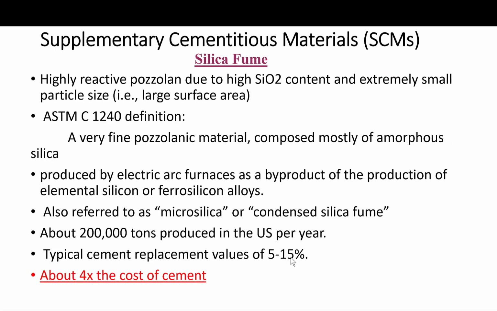Okay, the next pozzolan we will talk about is silica fume. Silica fume is basically a byproduct of the manufacture of silicon metal and alloys. The material is formed by vapor phase oxidation in the stack gases and collected in baghouses. It is estimated that about 200,000 tons of silica fume are produced each year in the US.